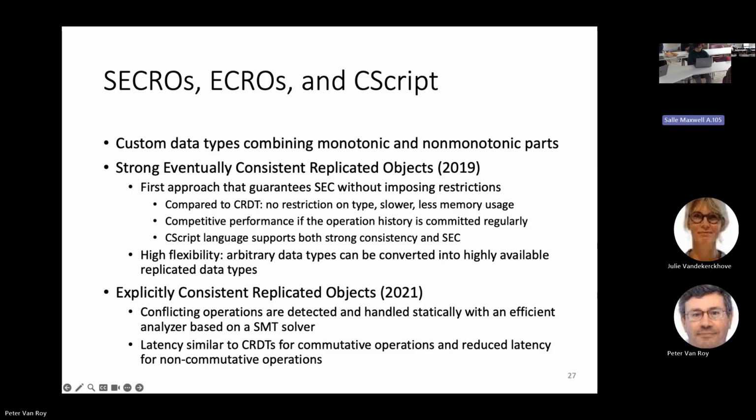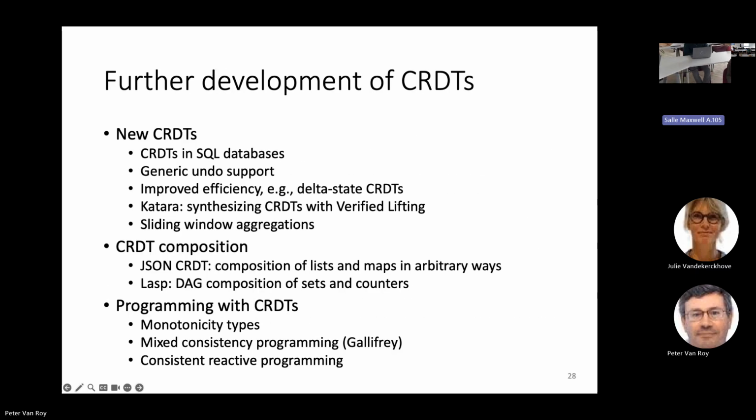So this is getting close to CRDT, general CRDT, custom ones. Okay. So new CRDTs, and more generally in SQL databases, CRDTs which have undo, very efficient implementations, what's called delta state CRDTs, also synthesizing using verification techniques, and sliding windows, so more CRDTs on streams, and then composition of nested maps, and Lasp, where you actually combine sets and counters. So this is the one that I'll explain to you in a few minutes. And then programming, so monotonicity types, mixed consistency, consistent reactive, so more smarter ways of programming.